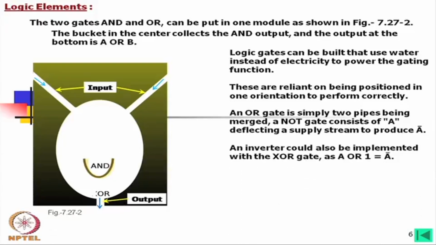An inverter could also be implemented with the OR gate. This is XOR, as A XOR 1 is equal to A bar. Okay.